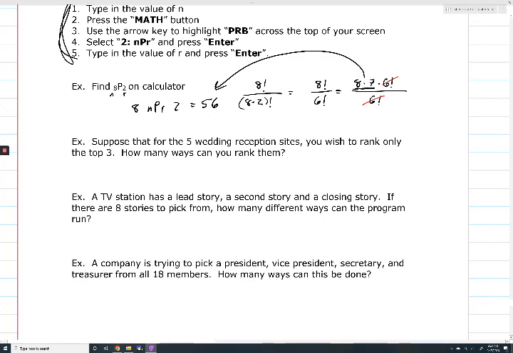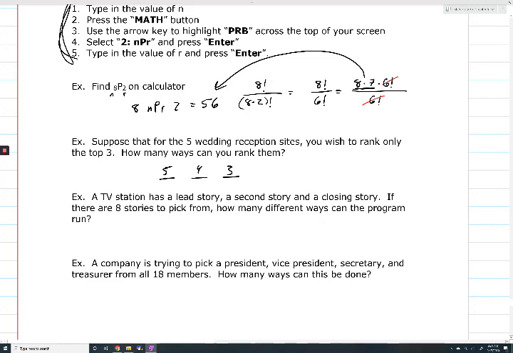We have 5 wedding sites and we want to rank the top 3. So I'm going to rank 3 sites, so I put my 3 underlines. Now, how many different sites do I have for that first one? Well, just like before, it was 5, and then 4, and 3. But this time I stop.